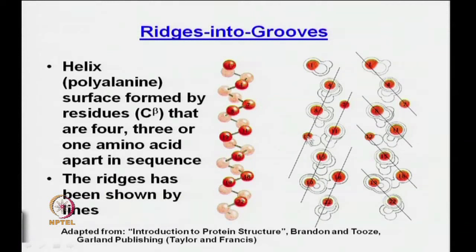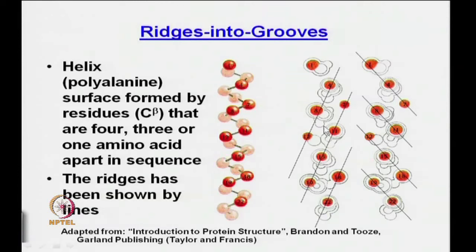So, these 4, 8, 12 are amino acids and they form one ridge. It is like if you have seen mountain ridges: one is up, then you have a groove, then you have a ridge, then you have a groove. So, it is ridge, groove, ridge, groove, like that. That means here 4, 8, 12 are the ridges.